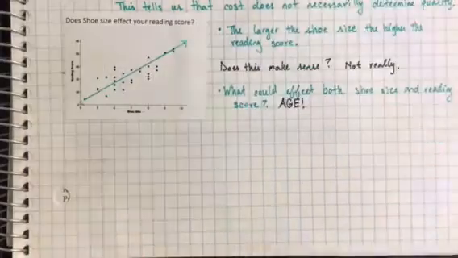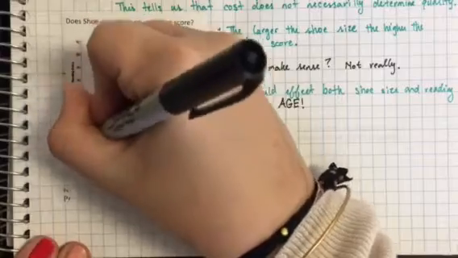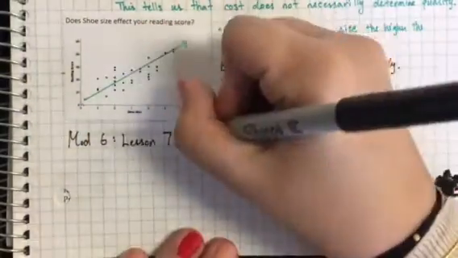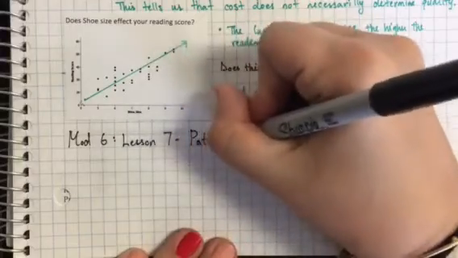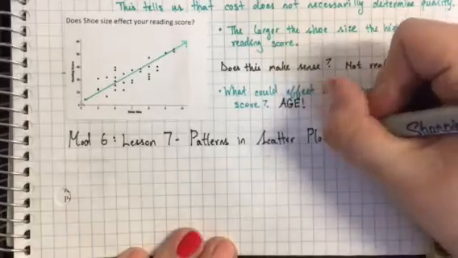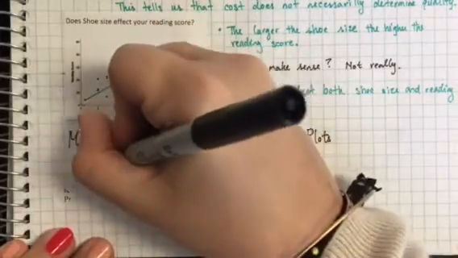What I'm thinking of is your age. If you're older, your shoes are bigger. If you're older, you're a better reader. So sometimes we have two data points that have a trend, but they don't necessarily affect one another. This is not a cause and effect relationship.